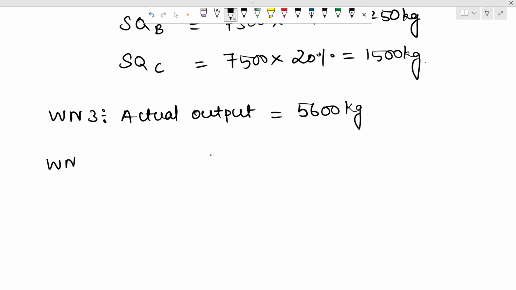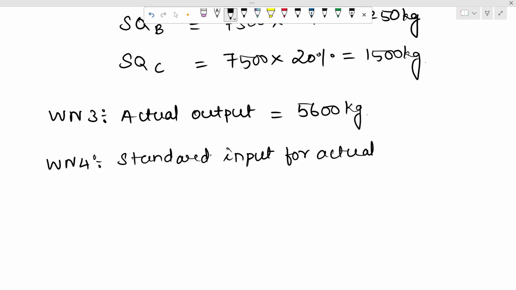Next, working note number 4: Standard input for actual output. So in the month of June, we actually produced 5600 kg of finished goods or 5600 kg of BXC. For producing this 5600 kg of BXC, how many kg of raw material we should have actually used? So that is what we are going to calculate. The standard input for producing this 5600 kg of finished goods.